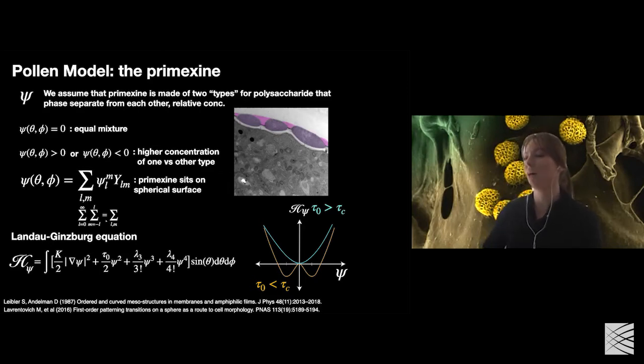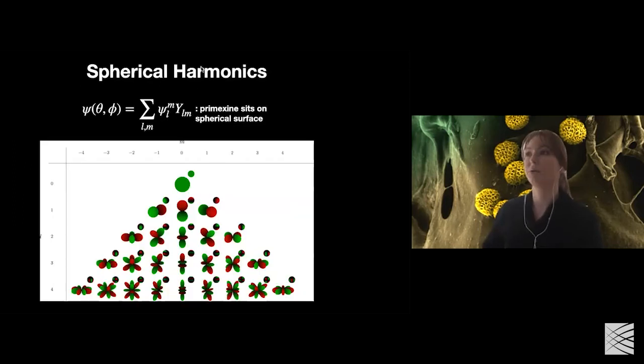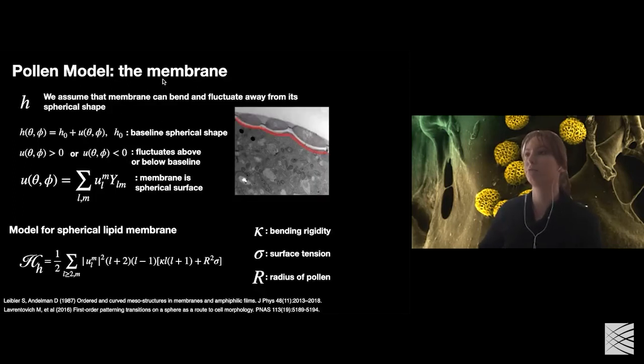Okay, so we now have a model that describes just this phase separation process of just this Primexine. Now we wanted to add the model for the membrane itself. We didn't invent the Landau-Ginzburg equation, obviously, and we didn't create this equation on our own, but we borrowed it from a paper written by Leibler and Andelman in 1987 on ordered and curved mesostructures in membranes and amphiphilic films. But all we do is the same sort of basic template.